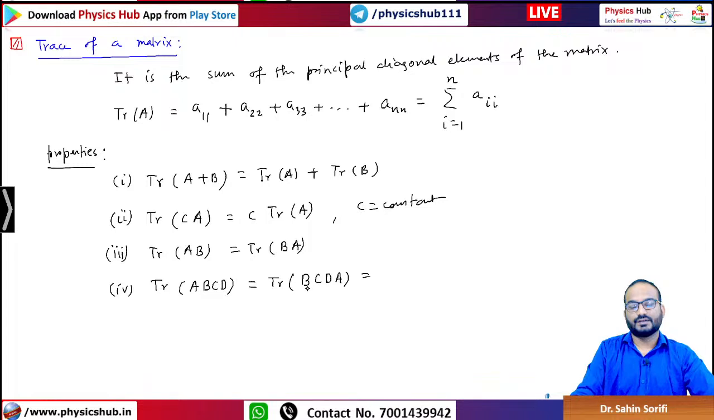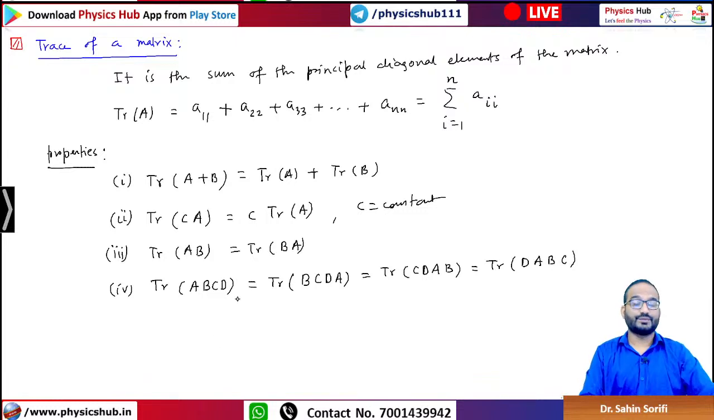Now you see B has come to the front, so we can write C, D, A and this B will go at the end. Trace of C, D, A, B. Again you can form D, A, B and this C will come at the last, trace of D, A, B, C, and you will eventually get back the trace of A, B, C, D. So these are very important properties regarding the trace of a matrix.